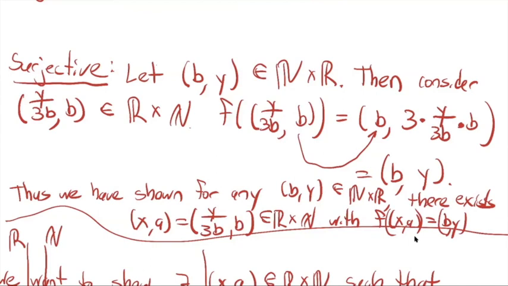Does that help? Yeah, the only part I was confused about was where we got the y over 3b part. That was the only part of the question that really confused me.